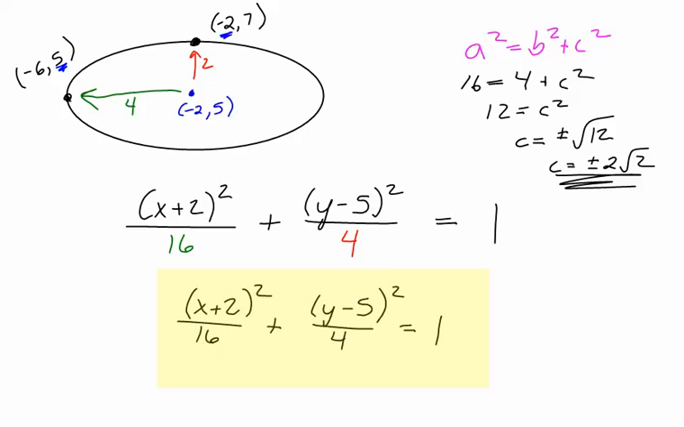So if we really wanted the focal points on this one, one of our focal points would be at negative 2 plus 2 radical 3 comma 5. And the other focal point would have been at negative 2 minus 2 radical 3 comma 5. The focal points are always in the same direction as the major axis. And really, once we get the hang of that, that's the basics for an ellipse.